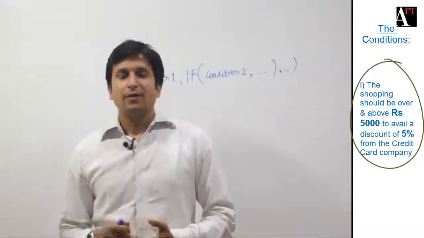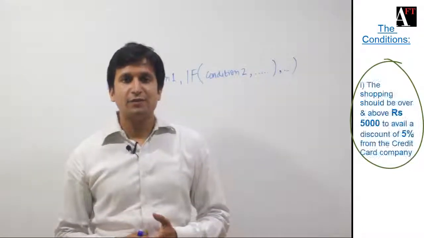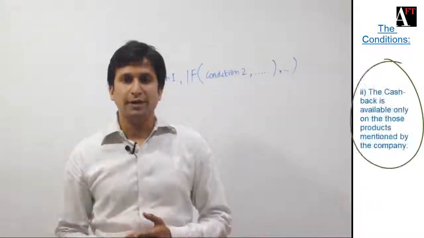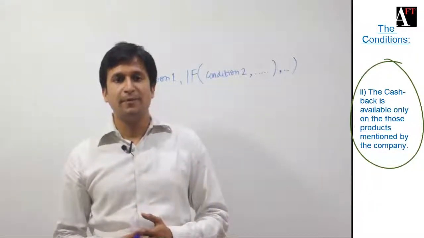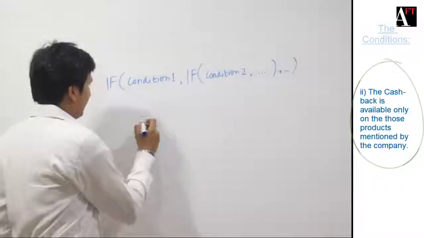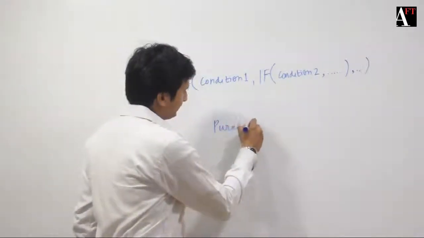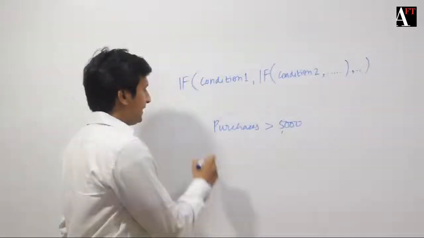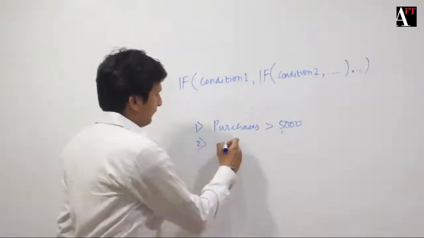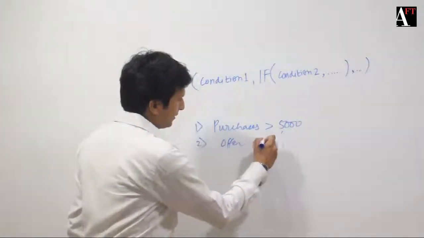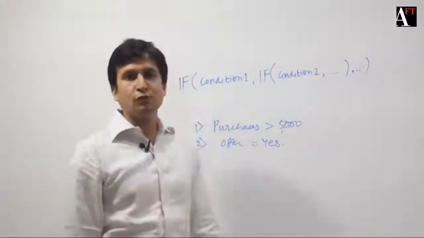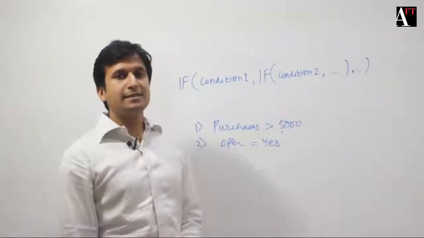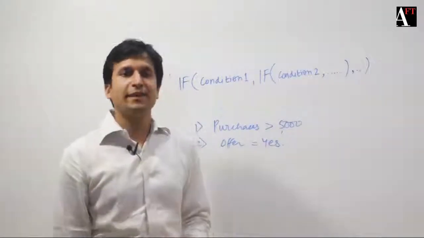One, do I buy more than 5,000 rupees? And second, whether I have bought those products on which the cashback offer is available. So condition 1, purchases have to be more than 5,000, and second condition is whether the offer is available on those particular products or not, whether the offer is equal to yes or no. So in this case, we'll have to use the nested if calculation.